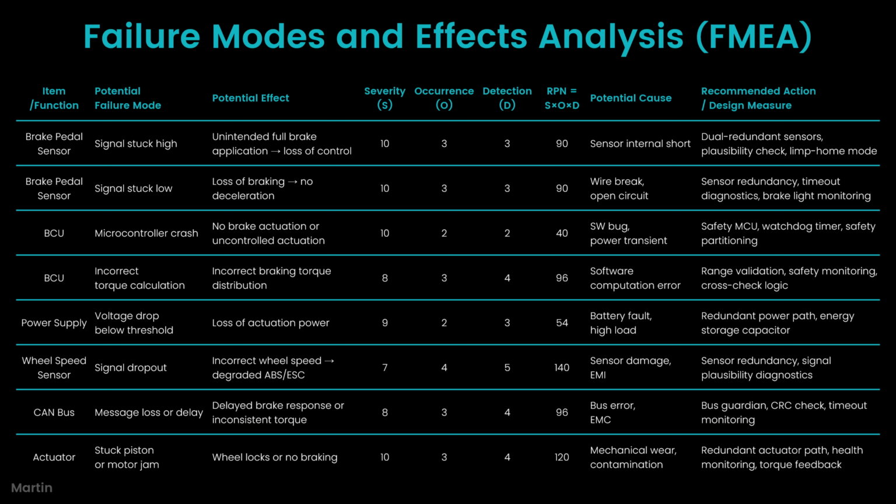By analyzing the severity, likelihood, and detectability of failures, FMEA helps prioritize design improvements and ensure that safety goals defined by ISO 26262 are effectively met across all development stages. Here are some examples of FMEA. Please feel free to pause and review them.